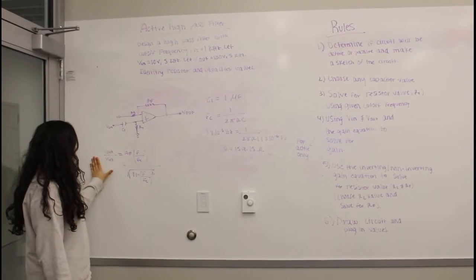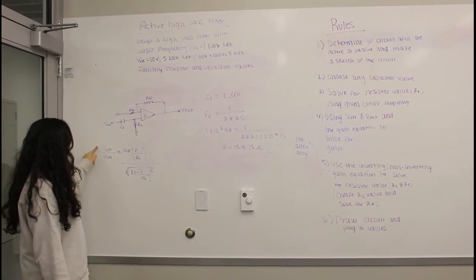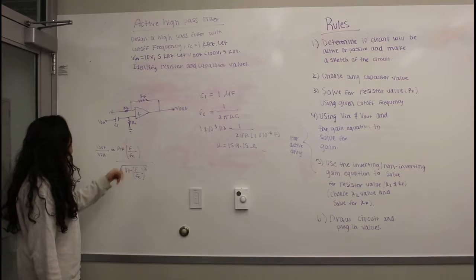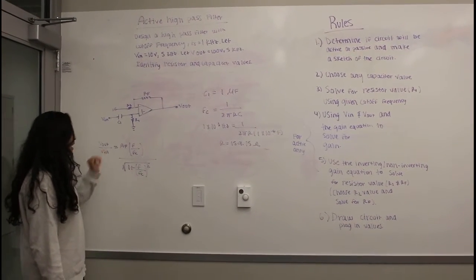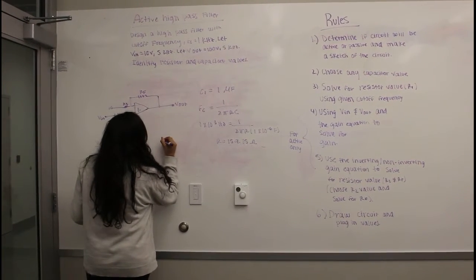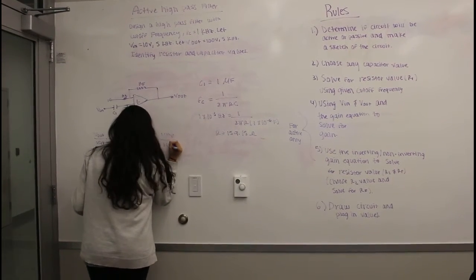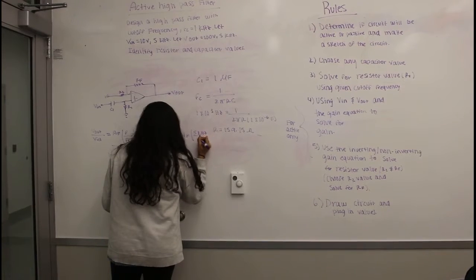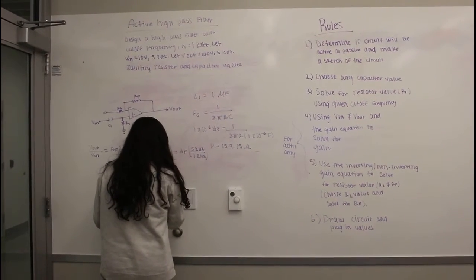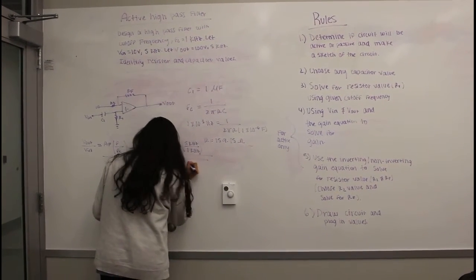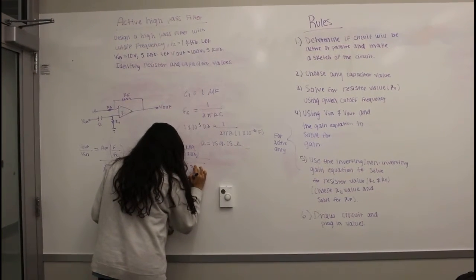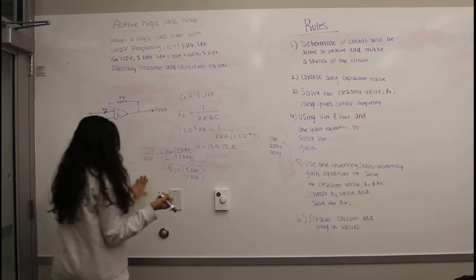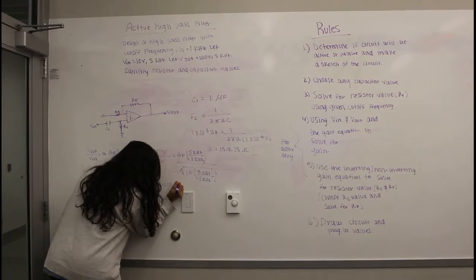Next, we're on step 4, and we're going to use this equation to solve for AF, which is the gain for the active high-pass filter. We have all of these values: V out is 100 volts, V in is 10 volts, F is 5 kilohertz, and FC is 1 kilohertz. So we're going to solve all of that to get AF. And when we solve this out, we get AF equal to 10.198, which is our gain value.